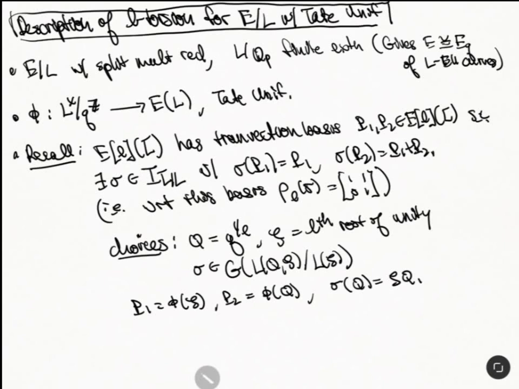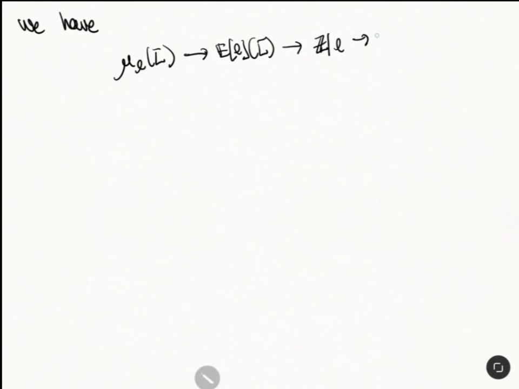And so let's look at this. We mentioned already that we have an extension: mu L goes to E[L](K bar), which goes to Z mod L. Okay, and then we'll write that one as a 0 and this one as a 1.